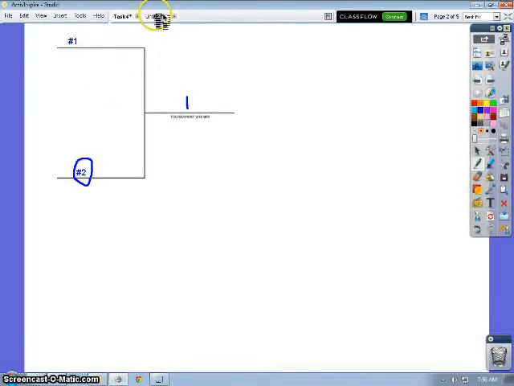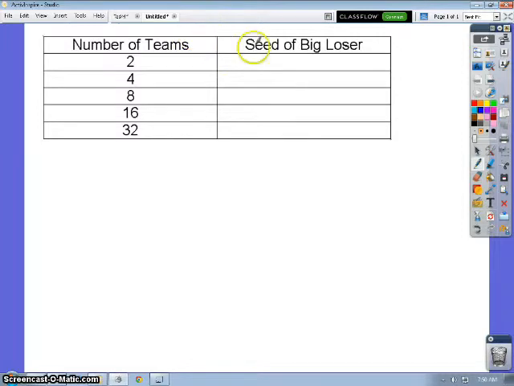So what I'm going to do is keep a table here that keeps track of various numbers of teams and what the seed of the big loser is in those situations. And then hopefully once I've tabulated some of this data, I'll be able to come up with some sort of formula that allows me to input the number of teams, and I get as an output the seed of the big loser over here. So we know if there's 2 teams, the seed of the big loser is going to be number 2.